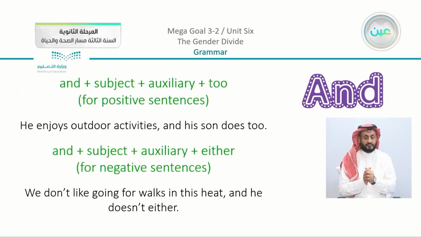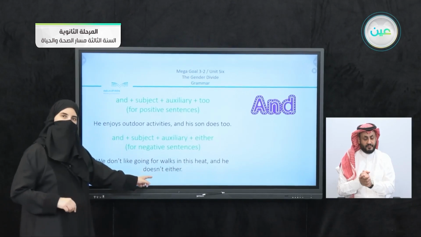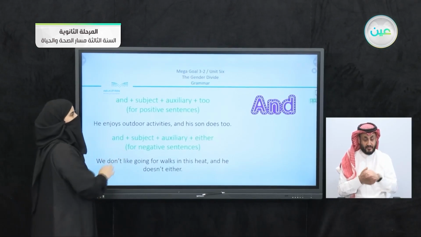Also, we have and. Now, and can be used either for positive sentences, we can use too, and we can use it for negative sentences using either. So let's just read the examples. He enjoys outdoor activities, and his son does too. So this is positive. We have the second sentence. We don't like going for walks in this heat, and he doesn't either. So you can see that we have here the connector and. We have after that doesn't, auxiliary, and at the very end we have either. So note that we have here negative.